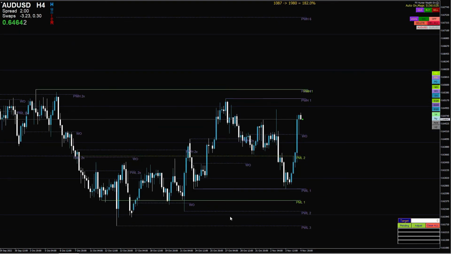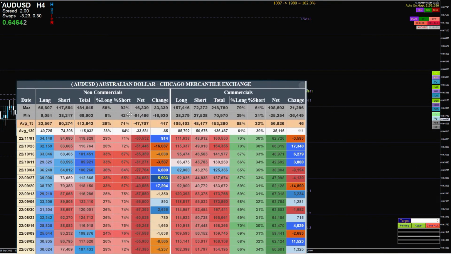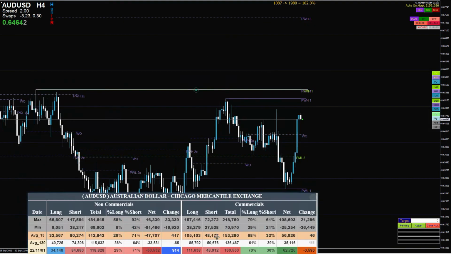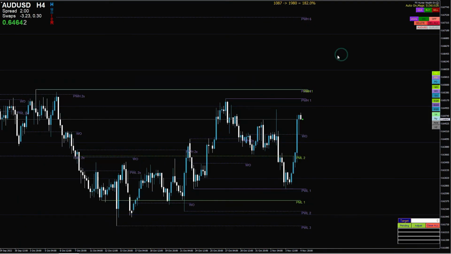So next one is Aussie. Aussie, very weak COT data. We can see commercials are bearish, right? Non-commercials slightly bullish. So we can see 62 against 50. So that means that I think that the US dollar still can go slightly higher.